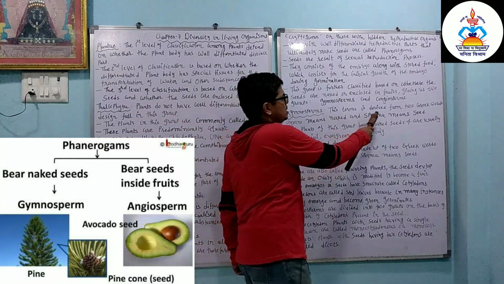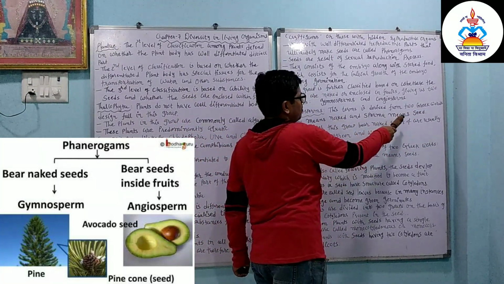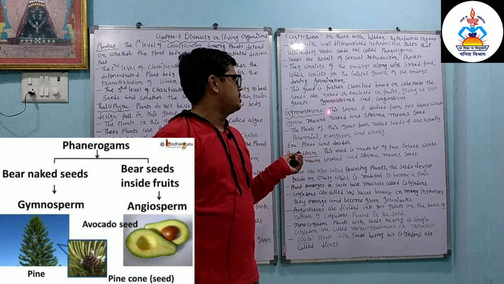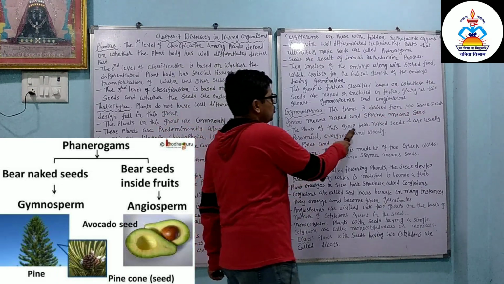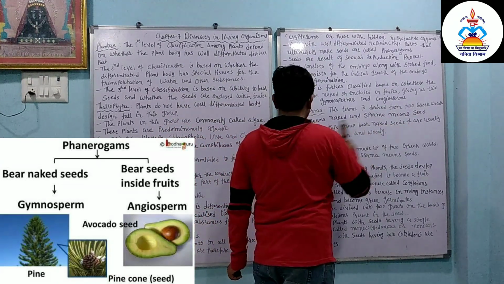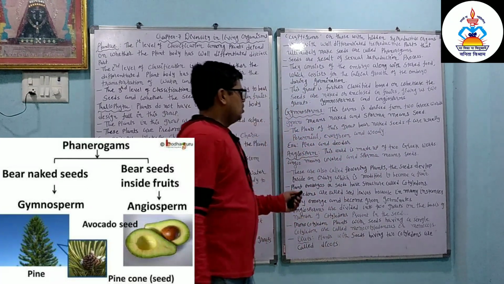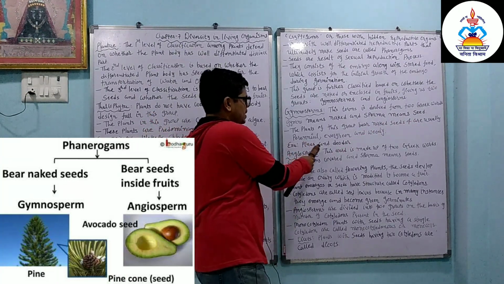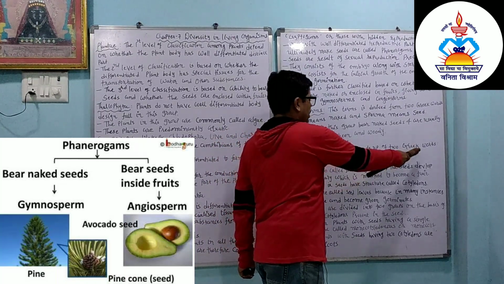Gymnosperm, this term is derived from two Greek words. Gymno means naked and sperm means seed. So gymno means what? Naked seeds are there, the cover is not present, and sperm means seed. The plants of this group bear naked seeds and are usually evergreen and woody. So they are naked as well as evergreen and woody. Examples are pines and deodar.